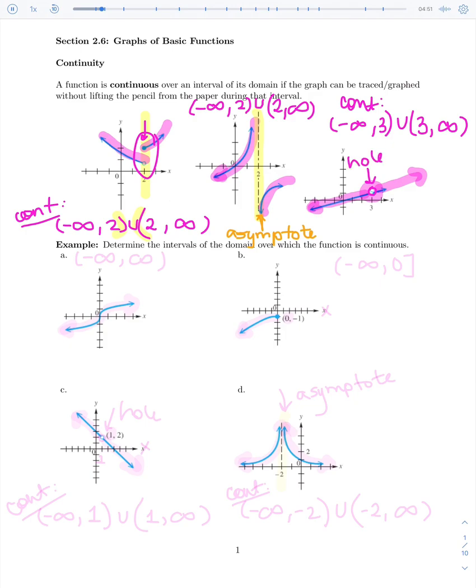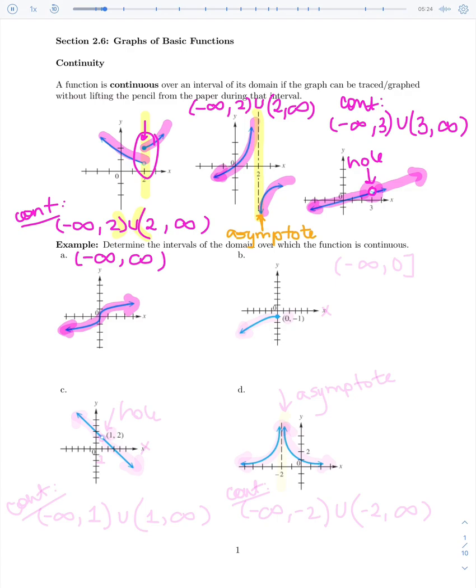Now what we want to do is continue on looking at some more problems and seeing when they are continuous. Let's take a look at A in the first set of examples. So starting on the left side and working your way from left to right, if you trace the graph, notice you never actually have to pick up your pencil, and the graph continues on forever in both directions. So this particular one, when is it continuous? It's continuous from negative infinity towards positive infinity. You never had to pick up your pencil.